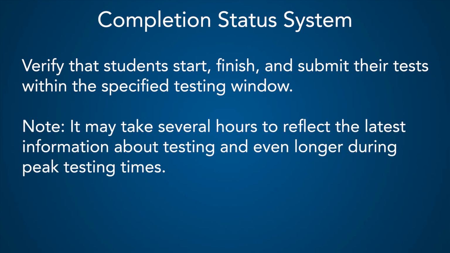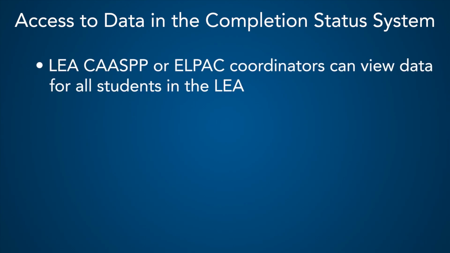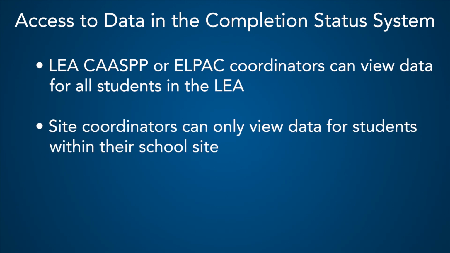Keep in mind that while the completion status system has the most up-to-date information about students' testing status, it may take several hours to reflect the latest information about testing and even longer during peak testing times. Your access to data in the completion status system depends on your user role and level. For example, LEA CAASPP or ELPAC coordinators can view data for all students in the LEA, while site coordinators can only view data for students within their school site.